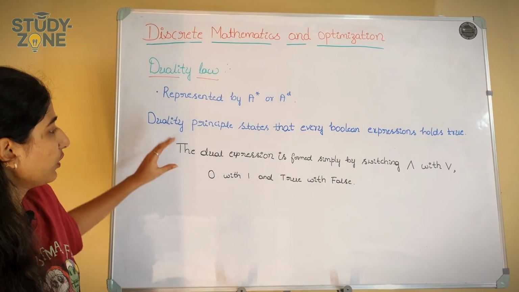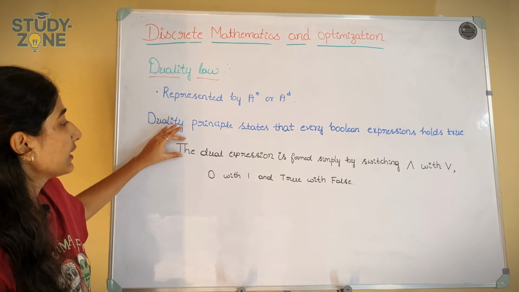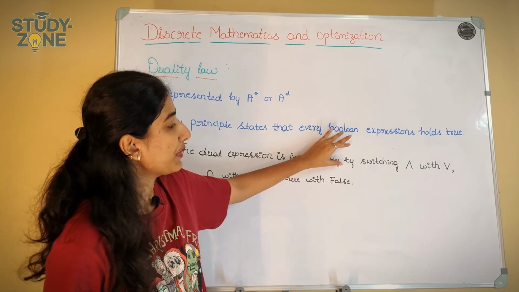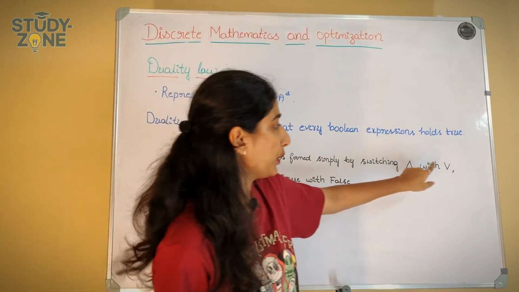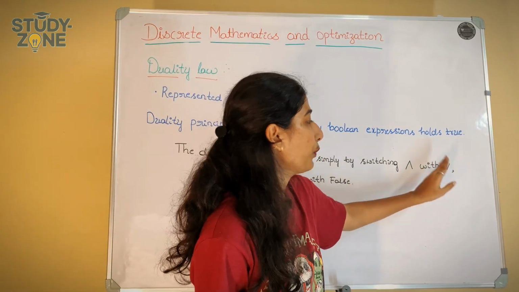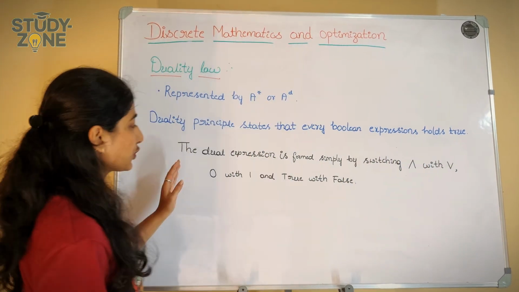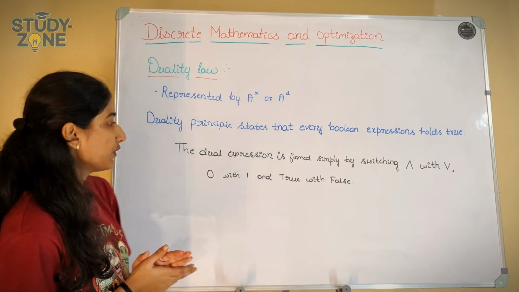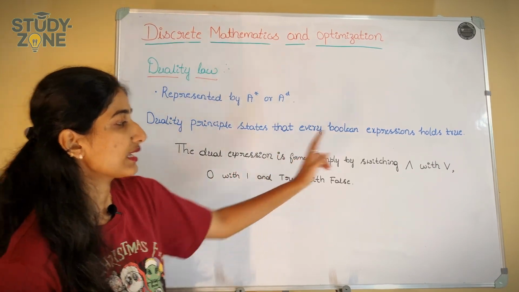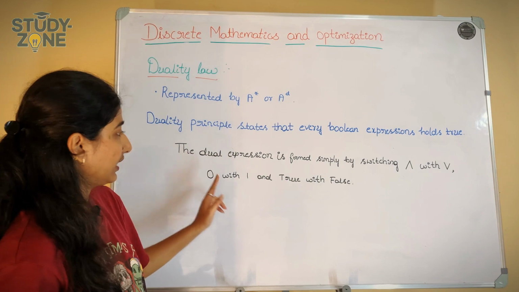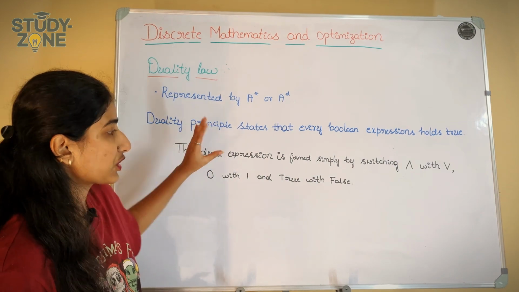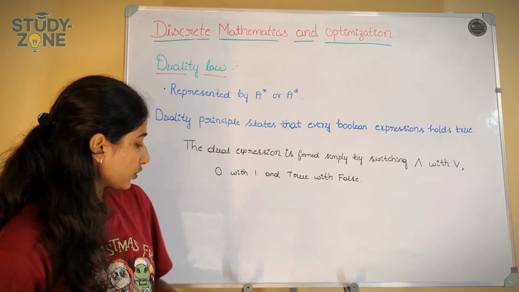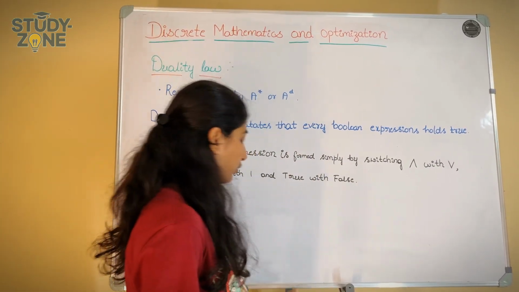So like that. So look here, the dual expression is formed simply by switching and with or, we can switch or with and, then we can switch 0 with 1 and true with false. So if we switch any of these symbols with each other, then this dual expression holds true, which means the output of the expression will be the same. So let us take one example, okay, so that you are clear.